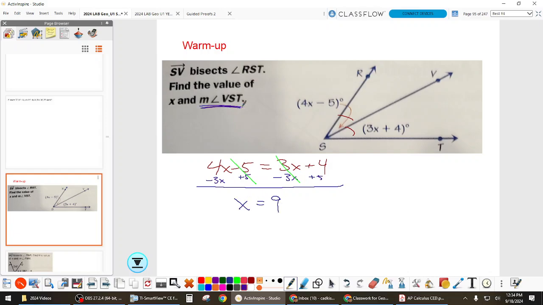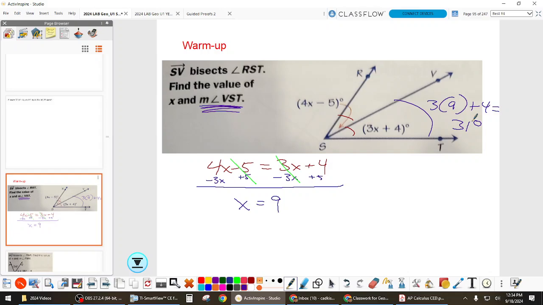Okay, and then it also asks for angle BST. So BST is that big one. 3 times 9 plus 4, so 31 degrees. Now we can put degrees. Don't put degrees on 9 because it's not just an angle.